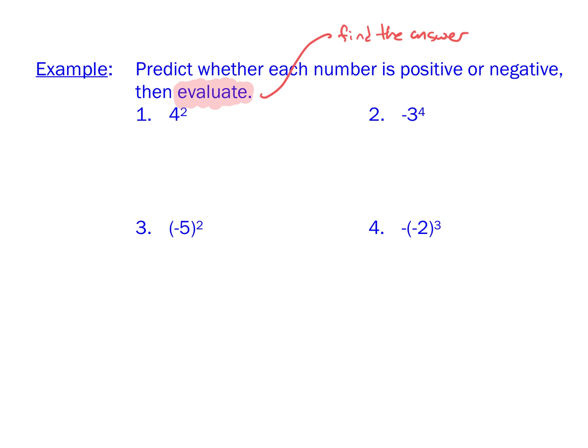So when we look at 4 squared, the first one, do you think that's going to be positive or negative? Positive. I agree. And 4 squared is how much? 8. Nope. Oh no, 6. 16. You're right, 16. So, yep, it's positive. That's our prediction. And it is positive 16. You bet.